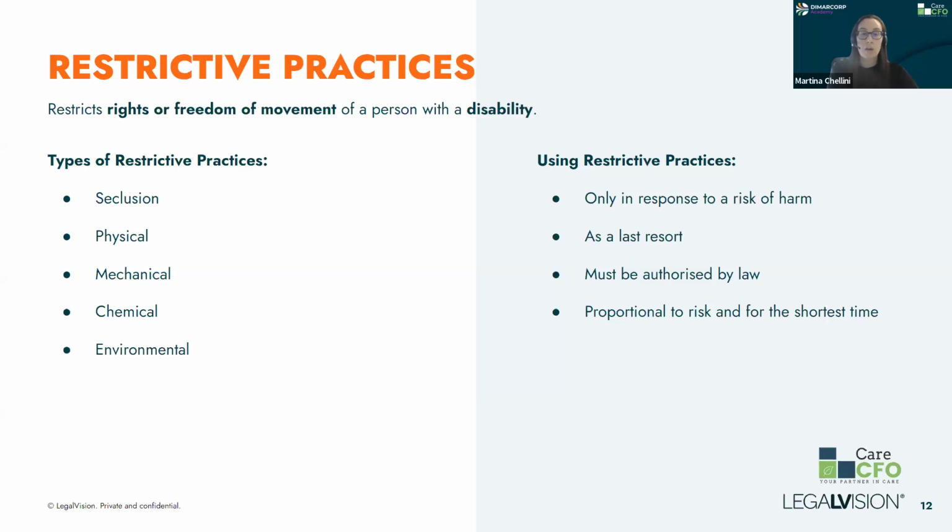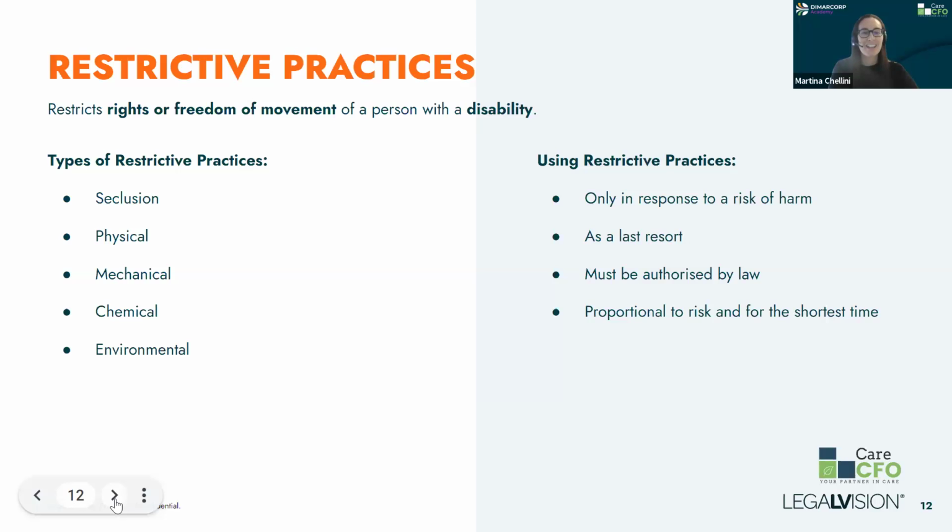The guidelines outlined in the restrictive practices and behaviour support NDIS rules emphasise that restrictive practices should only be employed under specific circumstances. So, for example, as a response to a genuine risk of harm to the individual with a disability or others, and only as a last resort. The application must be authorised in compliance with the relevant state or territory legislation and/or policy. And finally, the restrictive practice should be proportionate to the level of risk posed and employed for the shortest duration possible.